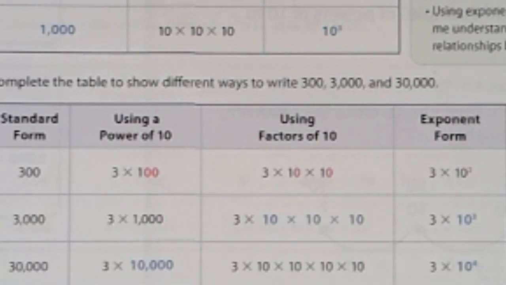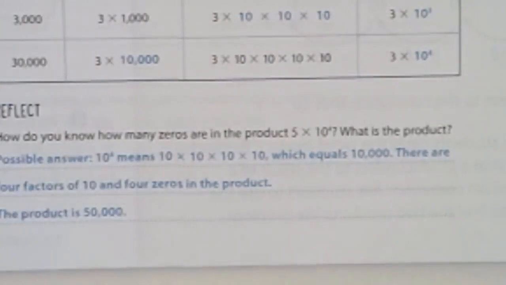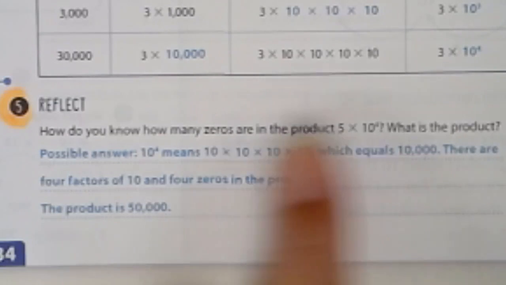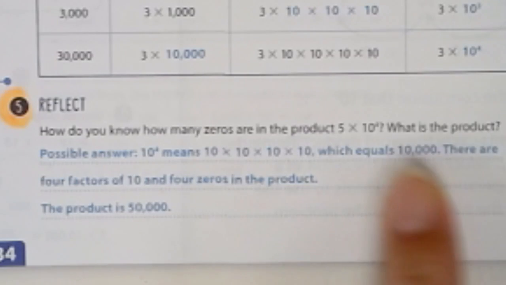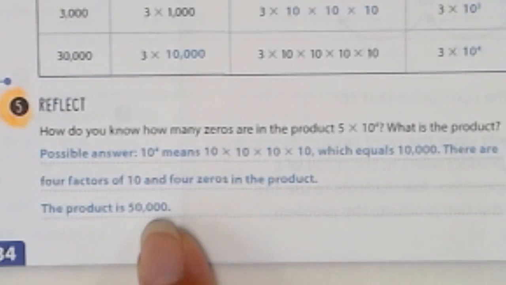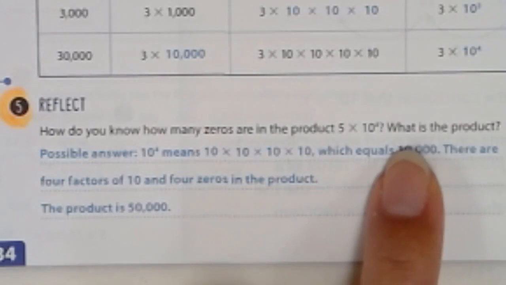And the last one on that page says, how do you know how many zeros are in the product of 5 times 10 to the fourth? And it asks you what is the product. So there were 2 questions, and you should have had 2 answers. So 10 to the fourth means 10 times 10 times 10 times 10, which is 10,000. So there are 4 factors of 10, so you're going to put 4 zeros in the product. So it's 50,000. Because you're taking that 10,000 and multiplying it by 5. And 5 times 10,000 is 50,000.